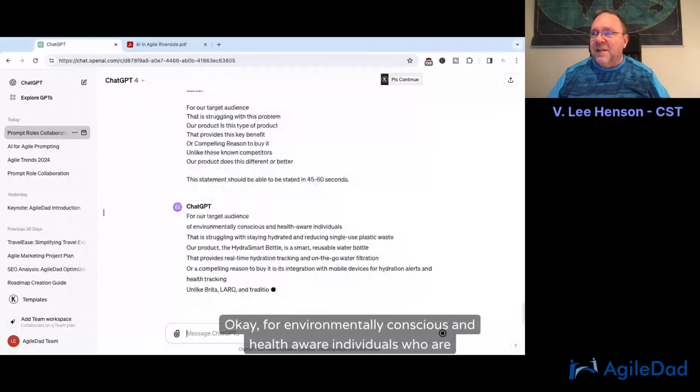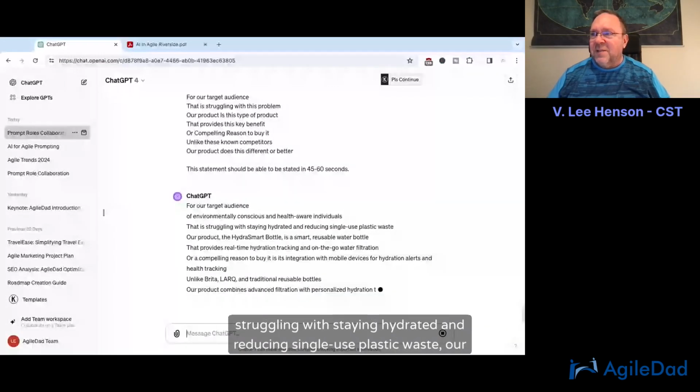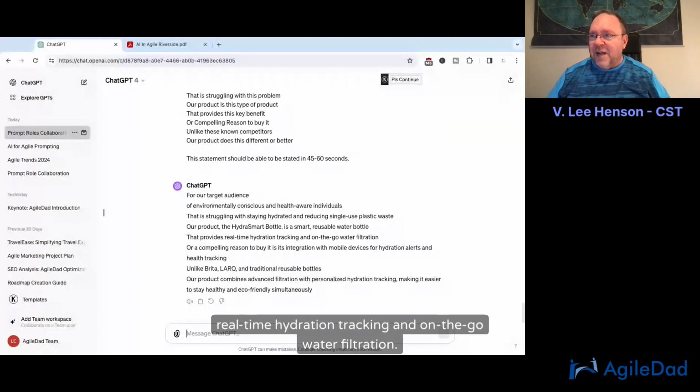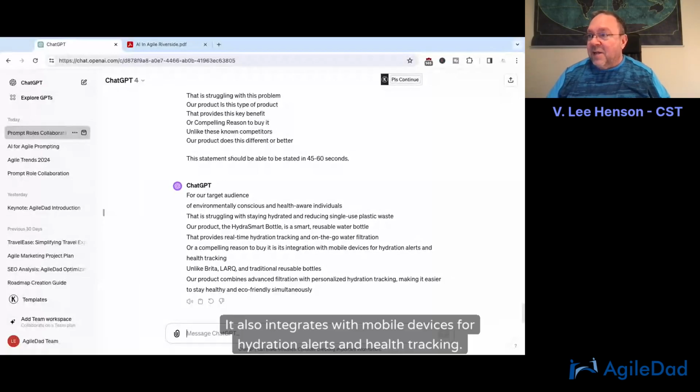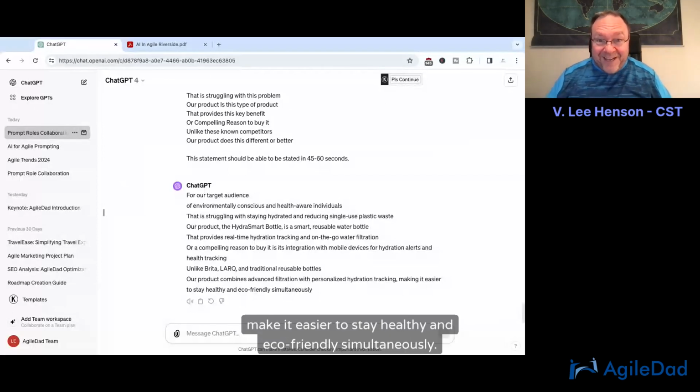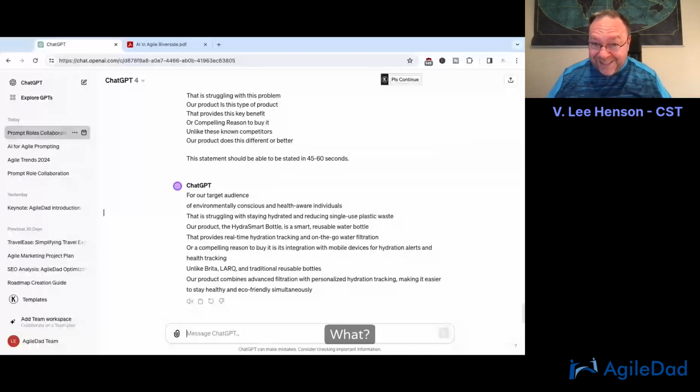For environmentally conscious and health-aware individuals who are struggling with staying hydrated and reducing single-use plastic waste, our product, HydraSmart Bottle, is a smart reusable water bottle that provides real-time hydration tracking and on-the-go water filtration. It also integrates with mobile devices for hydration alerts and health tracking. Unlike Brita, Lark, and traditional reusable bottles, our product combines advanced filtration with personalized hydration tracking, making it easier to stay healthy and eco-friendly simultaneously. What? This is so cool.